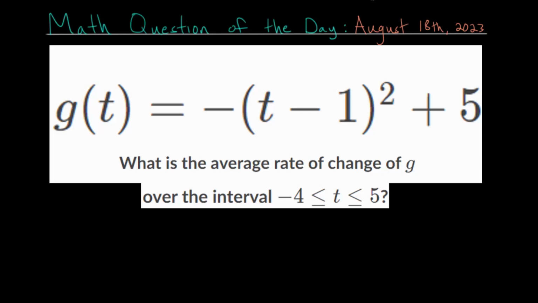In this video, I'd like to talk about the math question of the day for Friday, August 18th, 2023. And with this problem, we are given a function, g of t, and we're asked, what is the average rate of change of g over the interval from t values of -4 to t values of 5?